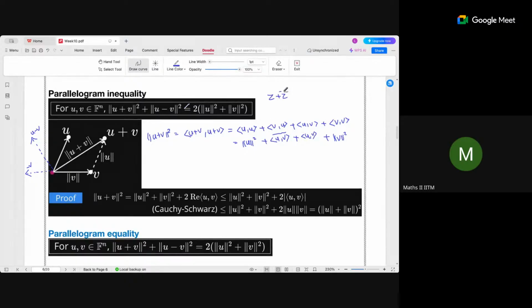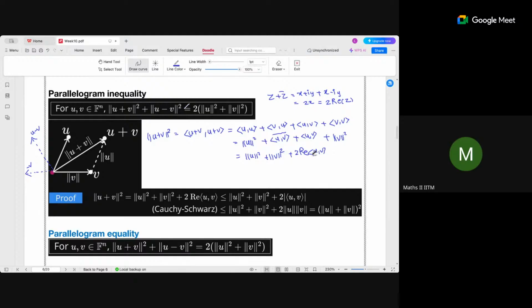What is z plus z bar? x plus iy plus x minus iy. What is it? 2x, which is 2 times the real part of z. Same way, here you can replace it with norm u square plus norm v square plus 2 times the real part of inner product u comma v. Okay, that's how we got it here.